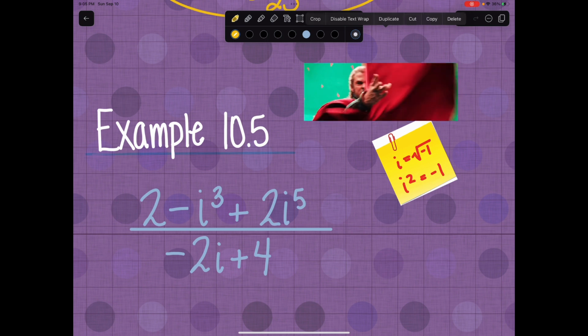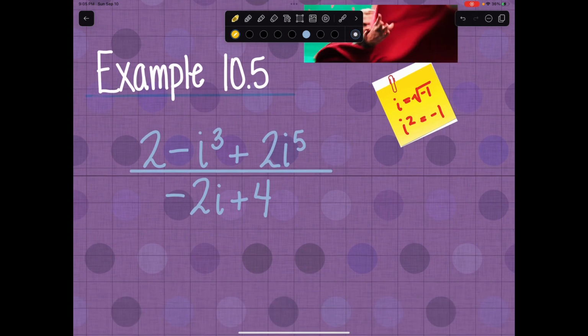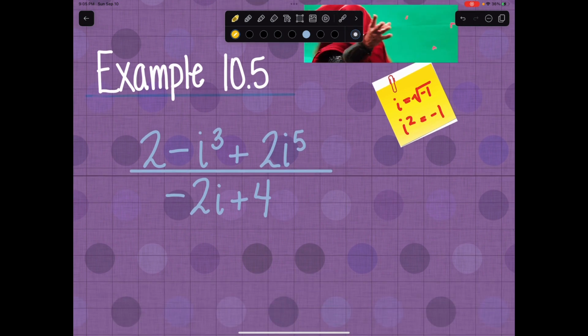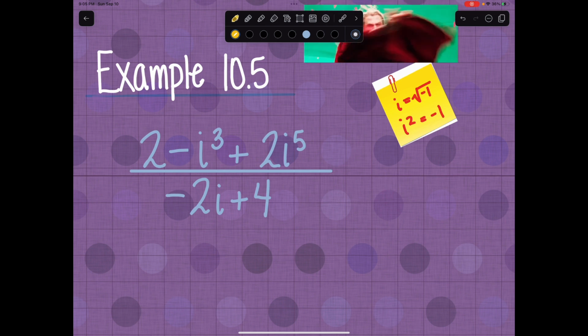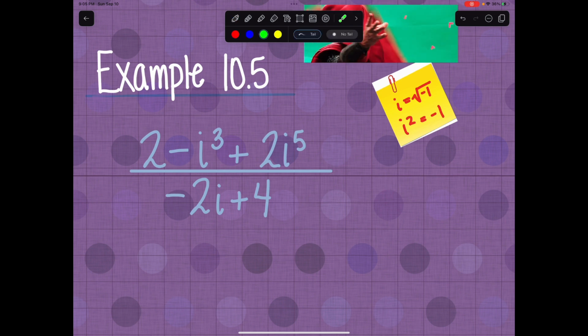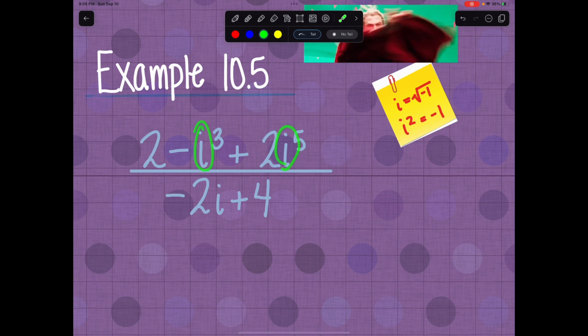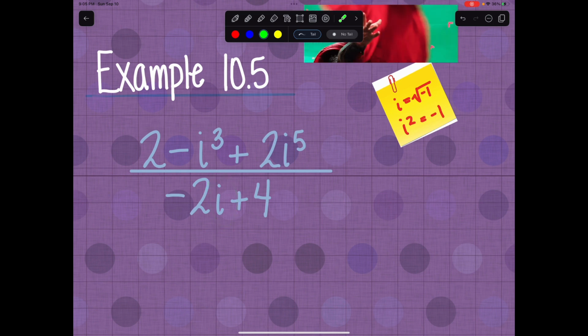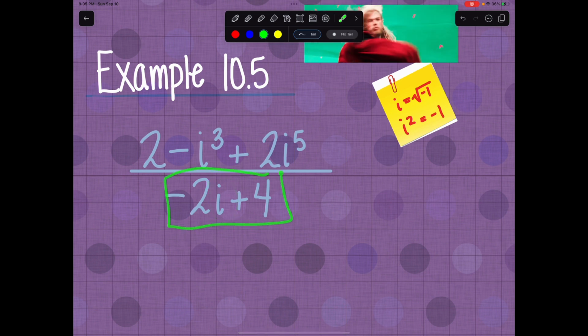Let's do another example. It's basically the same as the other one, just a little bit more complex. So pay lots of attention. First, we notice there's some i's here and there's some i's here. So they definitely want us to get rid of this i on the bottom. It just says to simplify this. So we're going to get rid of this i on the bottom.